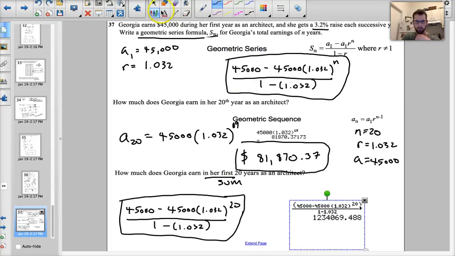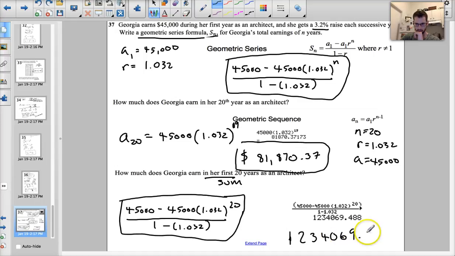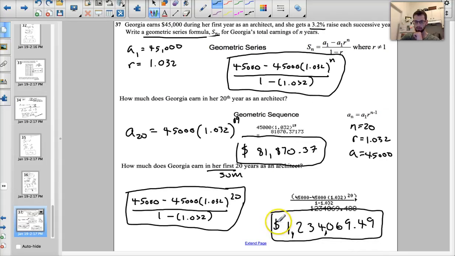I'm going to make sure this looks okay, and then copy down the answer. So 45,000 minus 45,000, parentheses 1.032 to the 20th power, over 1 minus 1.032. And it looks like a reasonable estimate for someone's earnings over the course of 20 years. Because it's money, I'm going to round to the nearest penny. And it looks like she is earning approximately, or perhaps exactly, $1,234,069.49.